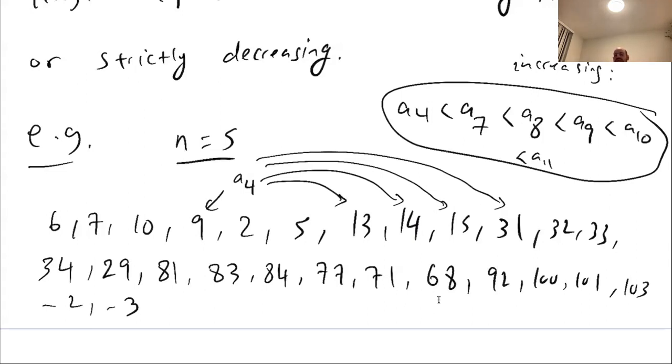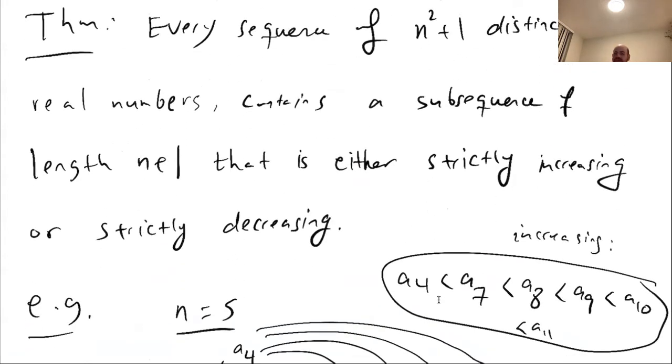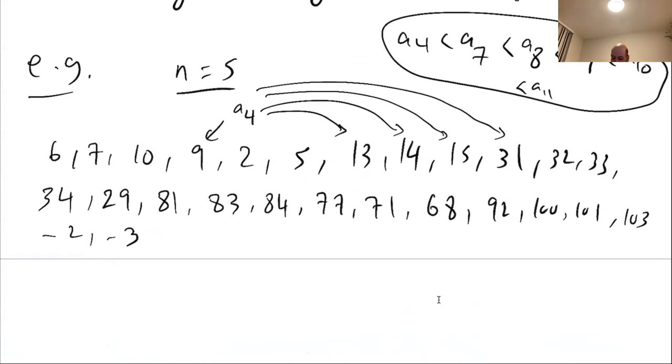So I found a subsequence of length 6, which is increasing. So this is an example of this theorem. Of course, you know that examples are not proofs. So let's see how we can prove the theorem. So proof of theorem.